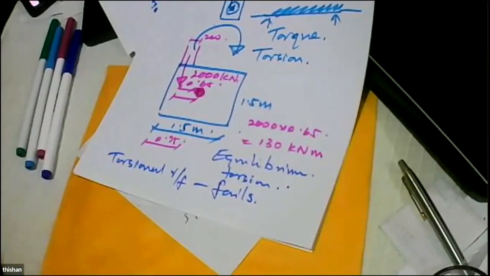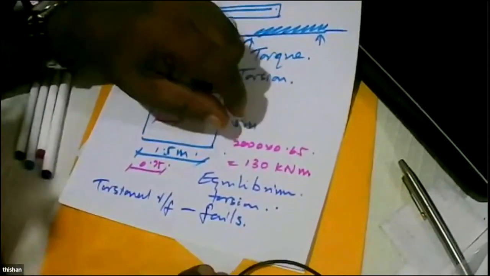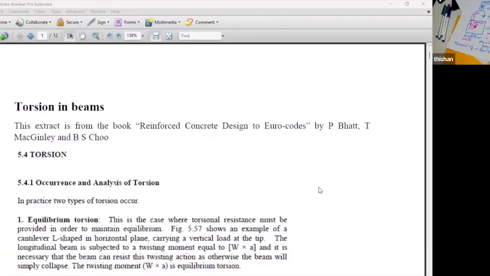Is that clear? Yes, that is clear, sir. So I'll show you a note. Okay, torsion in beams. And this is an extract from the book Reinforced Concrete Design to Eurocodes by Bhatt, MacGinley and Choo. Very good book. But don't read it immediately unless you are familiar with Eurocodes. The first book to read is not this one. What is the first book to read? The Reinforced Concrete Design book by Mosley and Bungey. Read that first. Then when you are familiar with the subject, you can read this one. It's an advanced book, very good, excellent book.